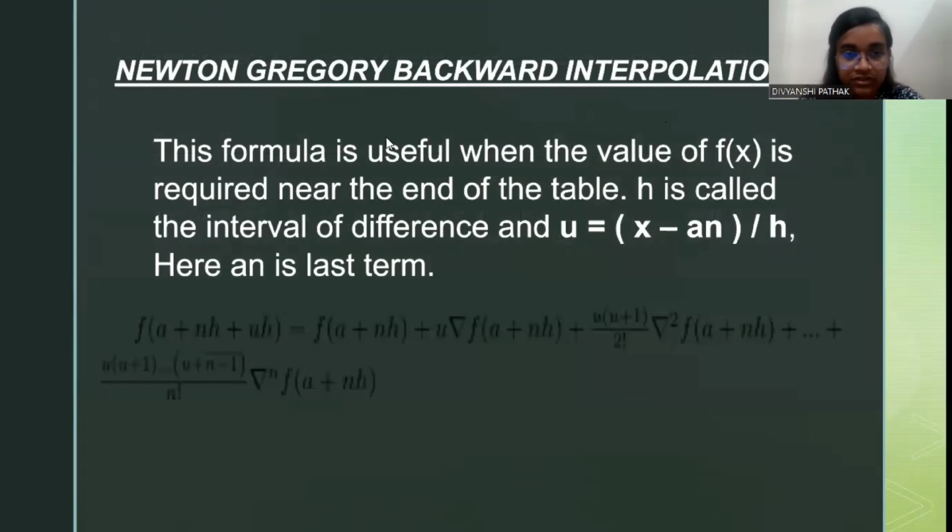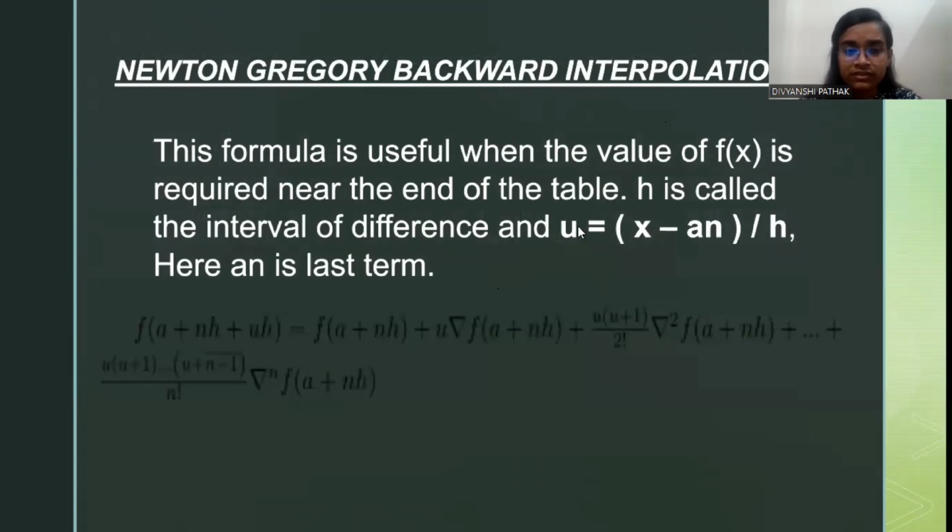Newton-Gregory backward interpolation. This formula is useful when the value of function is required near the end of the set of table. जैसे कि न्यूटन फॉरवर्ड इंटरपोलेशन में हम इनिशियल पॉइंट्स पे अगर हमें फंक्शन की वैल्यू निकालनी होती थी तो हम उसको यूज करते थे. वैसे ही अगर टेबल के एट द एंड ऑफ द टेबल के सेट ऑफ पॉइंट्स पे हमें फंक्शन की वैल्यू निकालनी है तो हम बैकवर्ड इंटरपोलेशन यूज करेंगे.